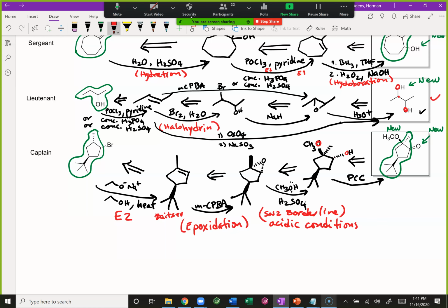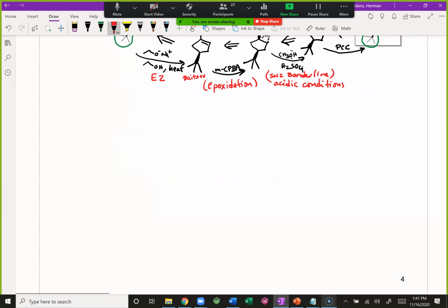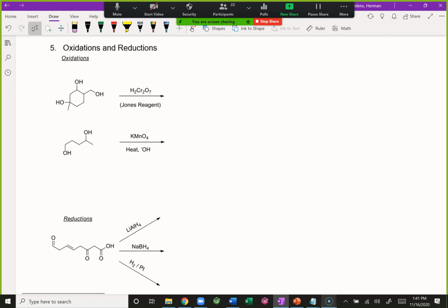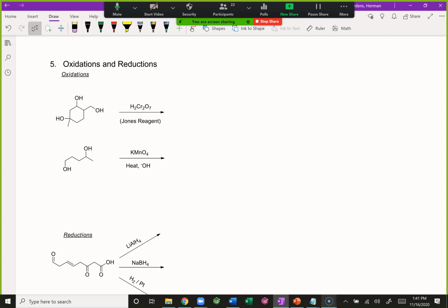We have 9 minutes to do the last page, unless there's a quick question. We're going to finish this chapter today. All right, oxidations and reductions. Let's do the oxidation first. Why do they call them oxidation? Well, you either gain oxygens, that's why it's called oxidation, or you lose electrons. Losing electrons is an oxidation.